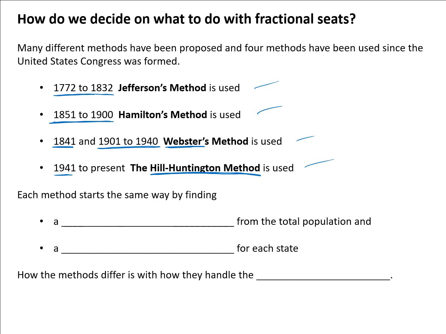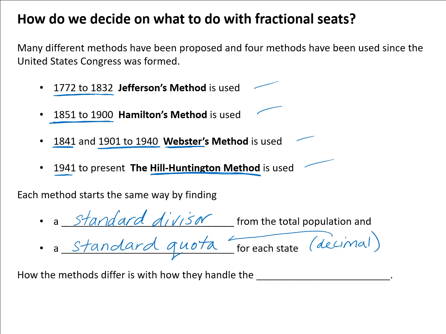Now, all four of these methods start the same way. They all start by finding a standard divisor based on the population. Now, that standard divisor is representing the ideal number of people that are represented by each seat in Congress. Now, you use that standard divisor to then divide the population of each state to get a standard quota. And the standard quota is a representation of the ideal number of seats that each state should have in Congress. That standard quota, though, is a decimal number. And that decimal number, we need to figure out how to take care of the decimal.